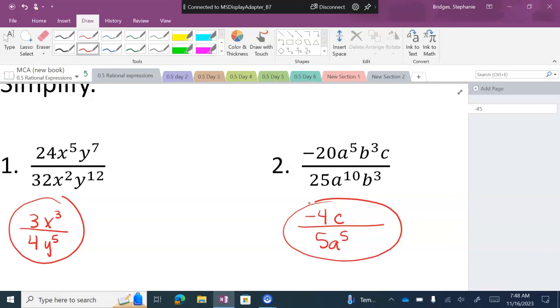Is everybody kind of okay with those 2? Got a couple people still writing. I'm going to wait just a second.